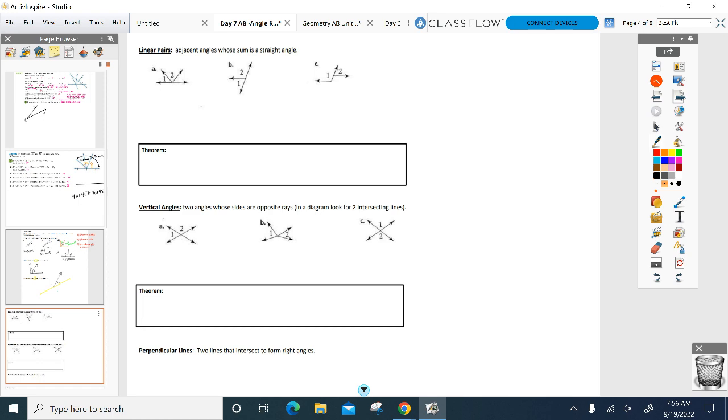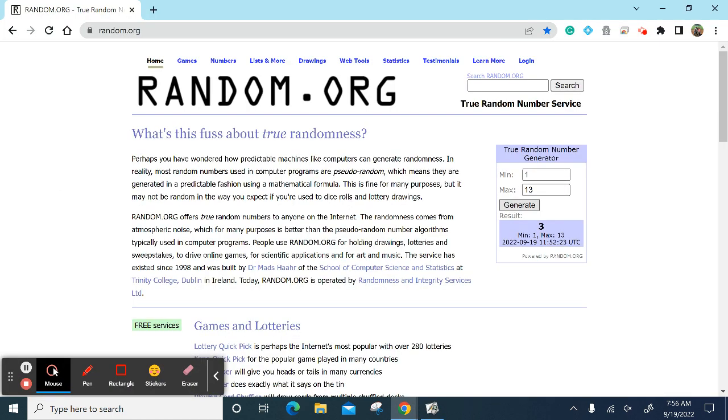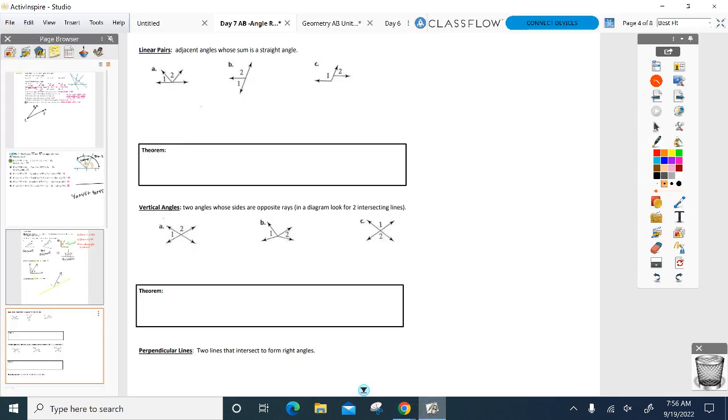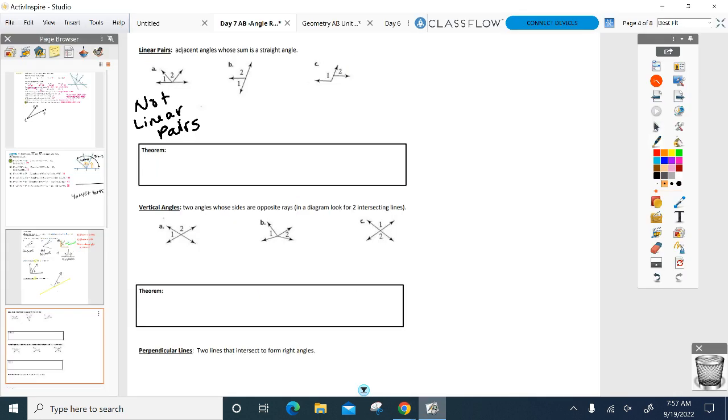So diagram A, do you think 1 and 2 are linear pairs? Adjacent and form a line. What do you think? Are those linear pairs? Are they adjacent and form a line? No. They're adjacent, but they don't form a straight line. So these are not linear pairs. How about B? Angles 1 and 2, linear pairs, yes or no? Yes, they are. That's a classic example of linear pairs.